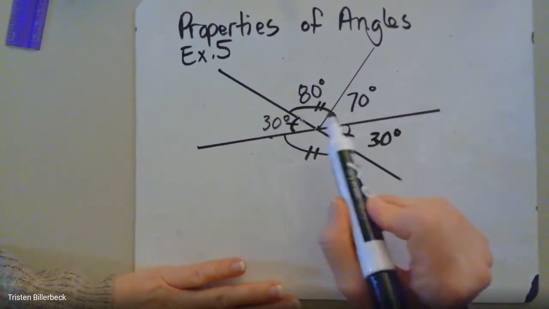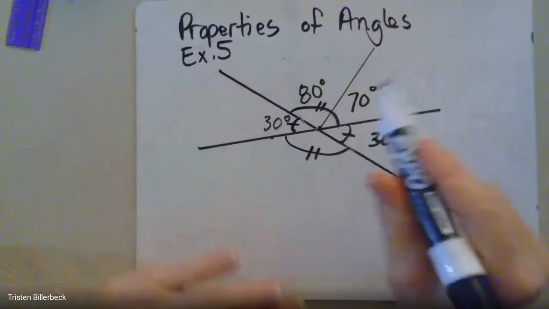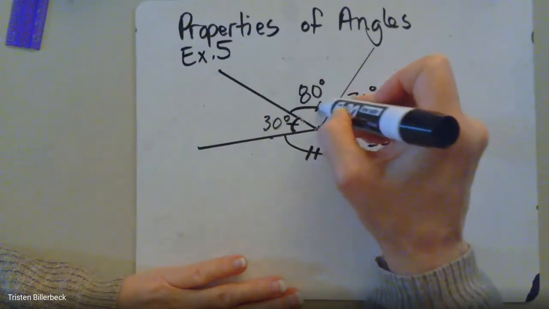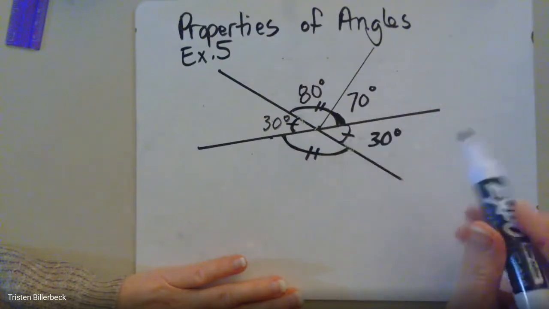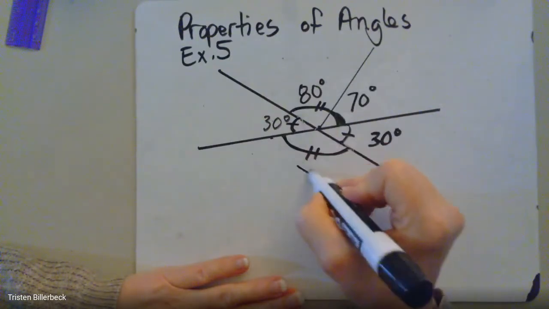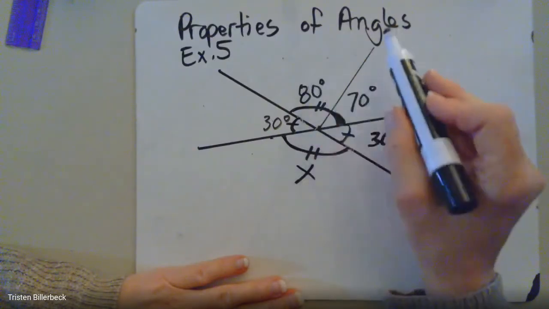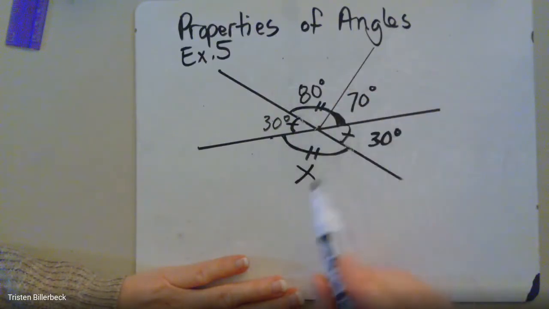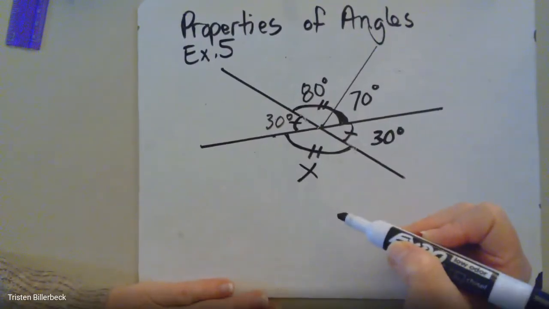All right, and if we notice, if these two are vertical angles, then that also means that this angle here and this angle here are also vertical angles. So without doing much math, we could tell that if this is x, and we added 70 plus 80, these two adjacent angles that make that opposite angle with x, then we'd know x was 150 degrees.